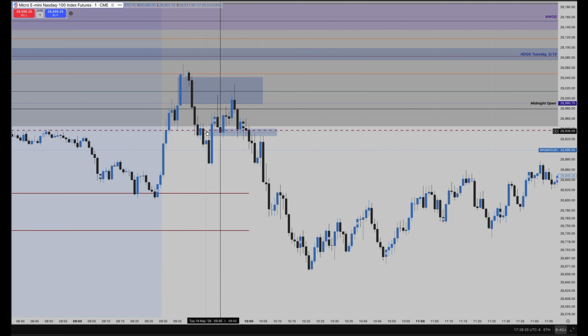For higher probability entries and executions, you want to find PD arrays on the lower time frames that align with higher time frame key levels, meaning that they overlay the gradient levels of higher time frame PD arrays.